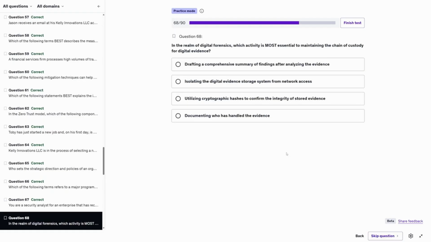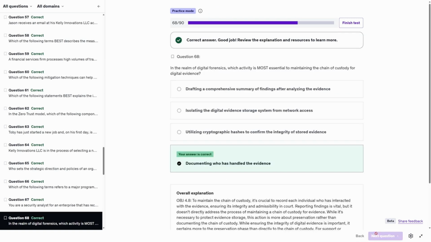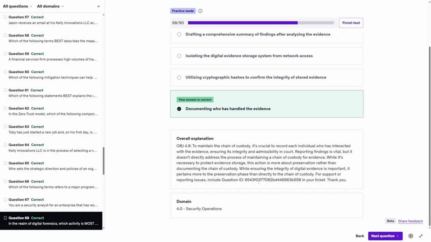In the realm of digital forensics, which activity is most essential to maintaining the chain of custody for digital evidence? The correct answer here is going to be documenting who has handled the evidence. To maintain the chain of custody, it's crucial to record each individual who has interacted with the evidence, ensuring its integrity and admissibility in court.